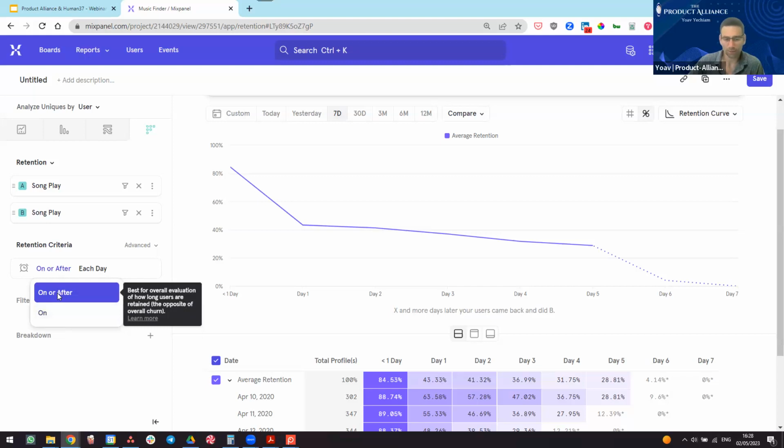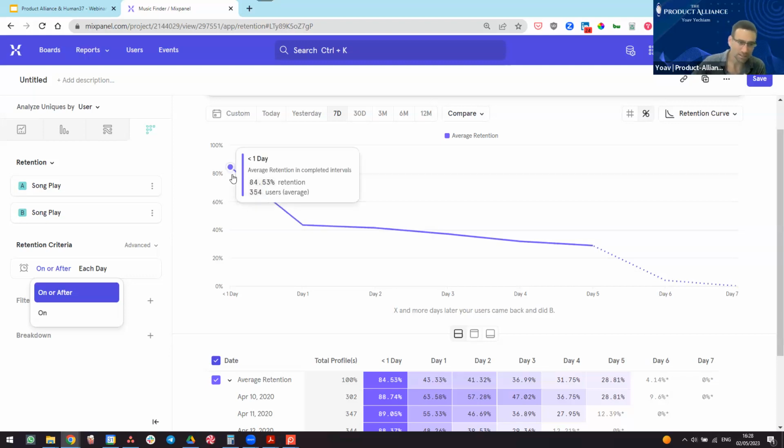When we see on or after, basically it means that out of all the users that came in once or did play song for the first time within this time frame, within the last 10 days. By the way, it doesn't mean that it was the first time that they've ever done that, right? There is a filter for that, but we're not going to go into that. Too short of a session to go into that. But out of them, we can say that within the first day, we got around 85% that came in on the same day or after.